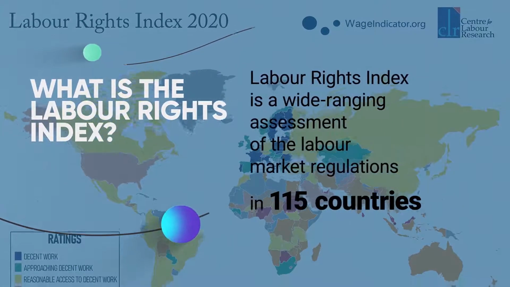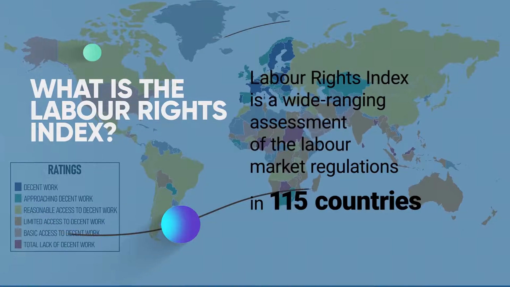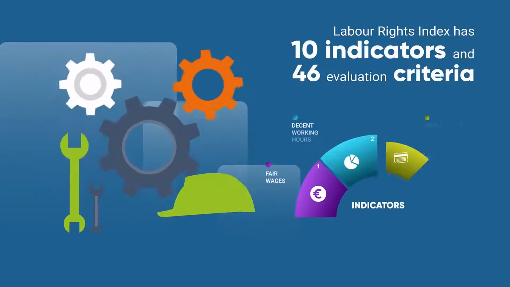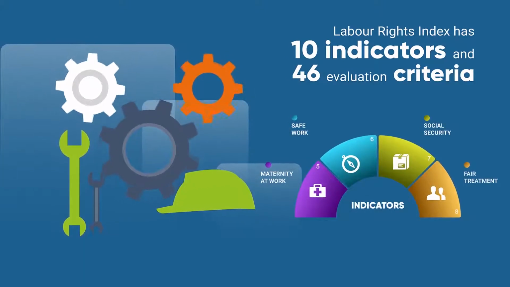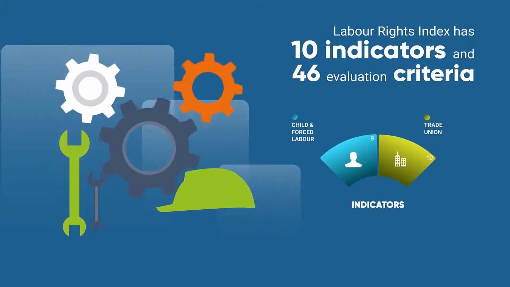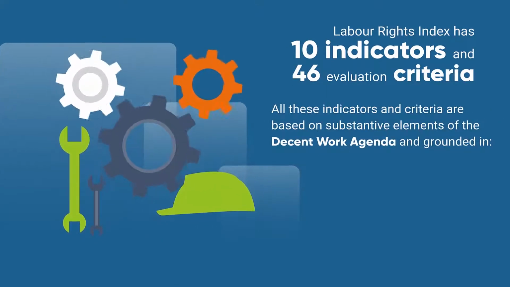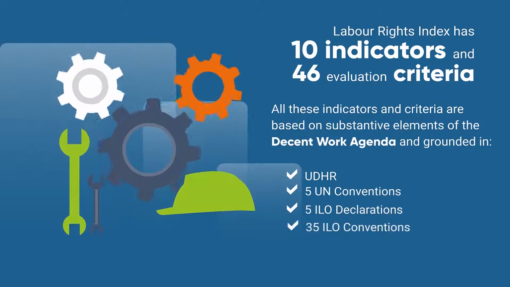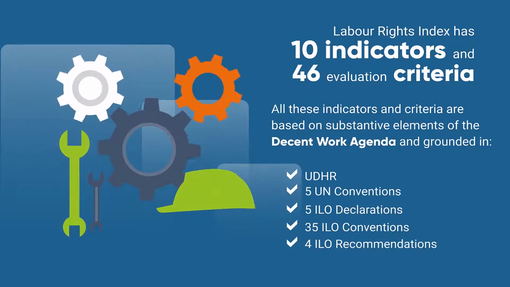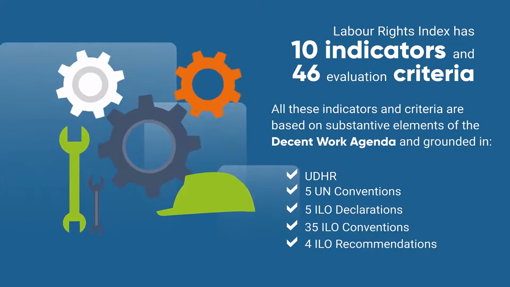What is the Labour Rights Index? The Labour Rights Index is a wide-ranging assessment of labour market regulations. Early 2021, it covers 115 countries. The Labour Rights Index has 10 indicators and 46 subtopics. All indicators and criteria are based on the Decent Work Agenda of the United Nations and grounded in the Universal Declaration of Human Rights, 5 conventions of the United Nations, 5 declarations, 35 conventions and 4 recommendations, all issued by the International Labour Organization.